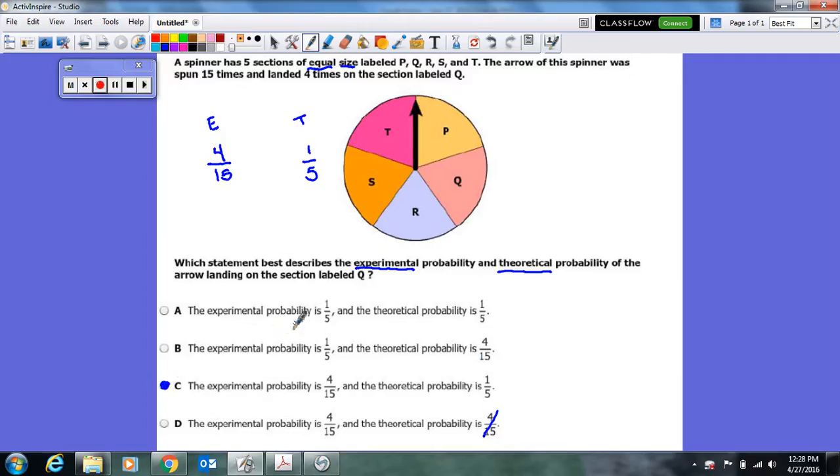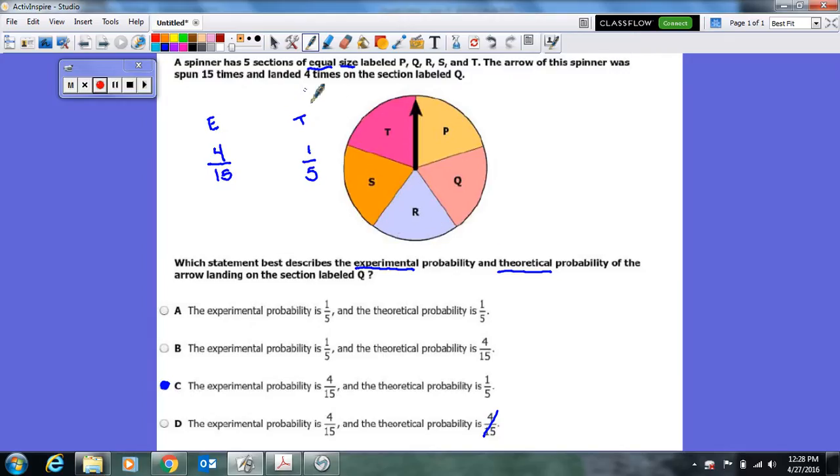The key to this, boys and girls, is to make sure you understand the difference between experimental probability and theoretical probability. Experimental probability is the results of an experiment. Theoretical probability is what should happen, all things being considered, what should happen in a perfect world. For example, flipping a coin, heads or tails, you should get heads 1 out of every 2 tries. You should get tails 1 out of every 2 tries, because the probability of getting one or the other is 1 out of 2. Just like the probability of getting a Q on the spinner is 1 out of 5. But that again is the theoretical probability.